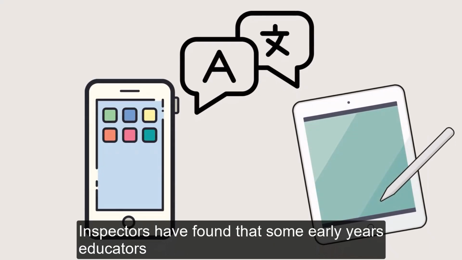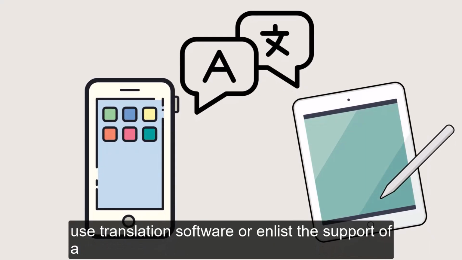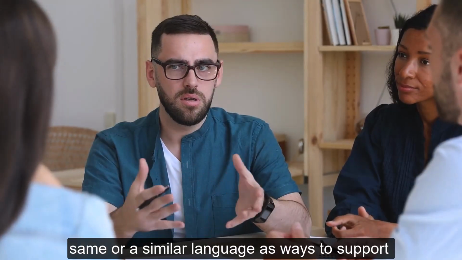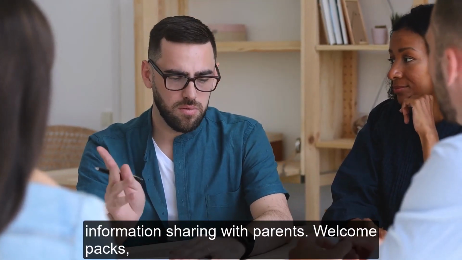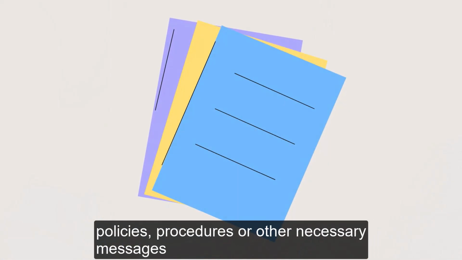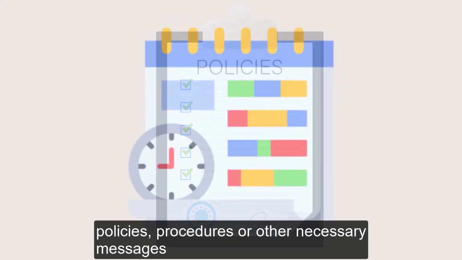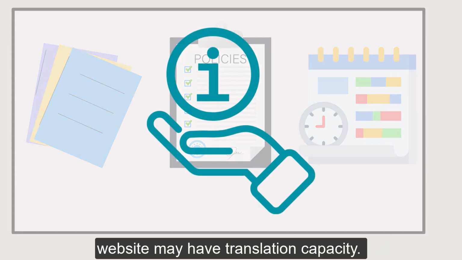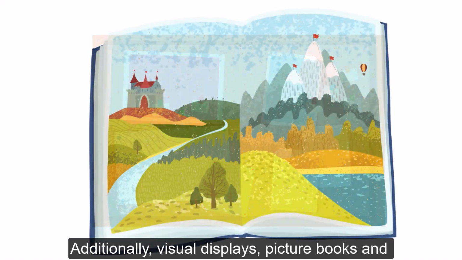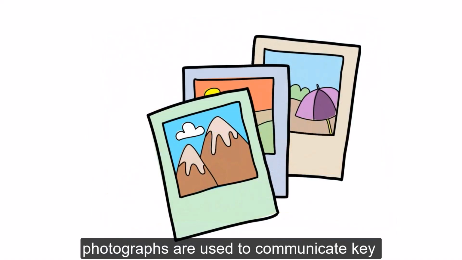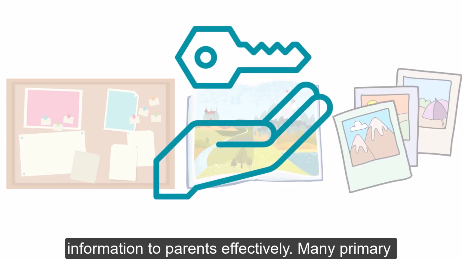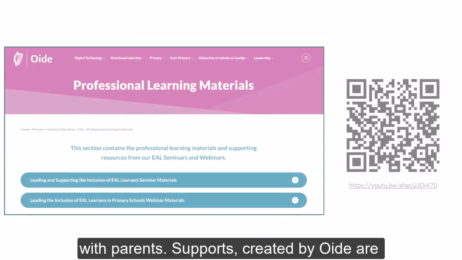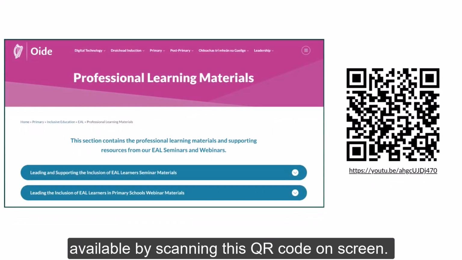Inspectors have found that some early years educators use translation software or enlist the support of a parent or community member who speaks the same or a similar language as ways to support information sharing with parents. Welcome packs, policies, procedures, or other necessary messages are translated into different languages, and the setting's website may have translation capacity. Additionally, visual displays, picture books, and photographs are used to communicate key information to parents effectively. Many primary schools take similar steps to communicate effectively with parents. Supports created by IDJA are available by scanning the QR code on screen.